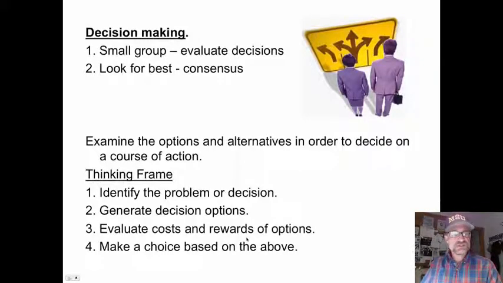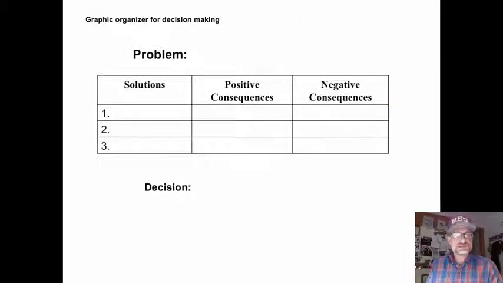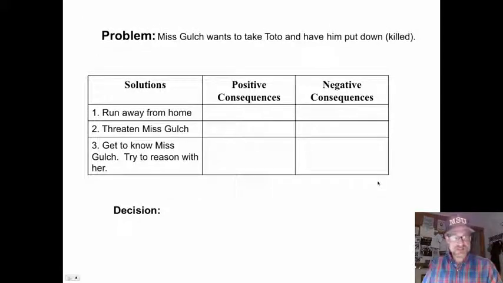Look for decisions that have to be made or have been made. Could be in literature, could be in science, social studies, could be in history, could be in current events. A solution, positive and negative consequences. Here's an example taken from literacy or a movie. Miss Gulch wants to take Toto and have him put down. These are solutions. They would come up with positive negatives and then come to a decision.